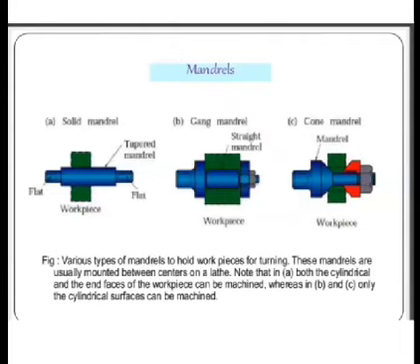Then the third one is the cone mandrel. It consists of a solid cone attached to one end of the body and a sliding cone which can be adjusted by rotating a nut at the threaded end. It is used for holding workpieces having different hole diameters as shown in the figure.